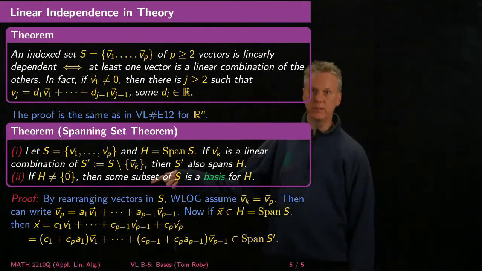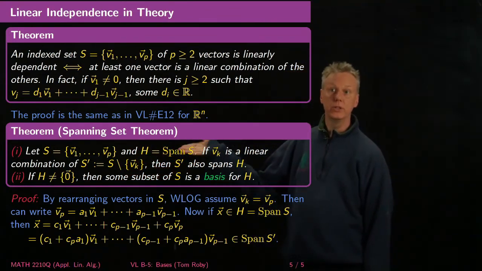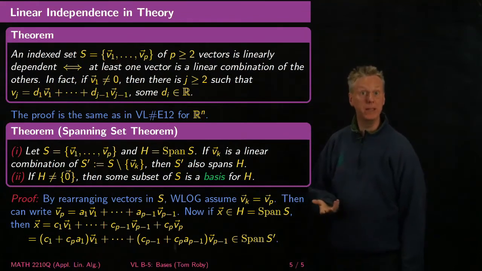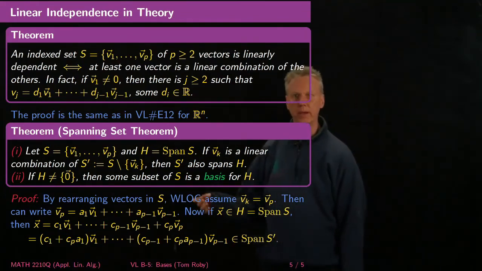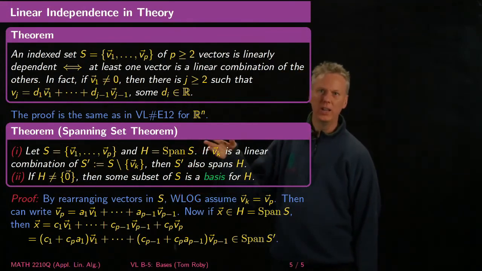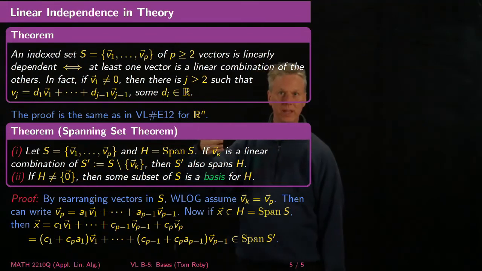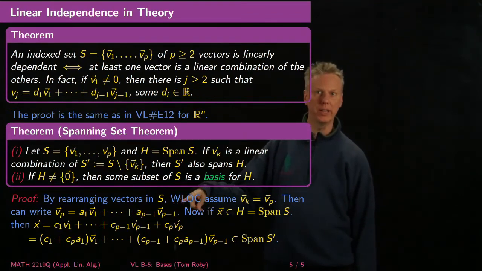And the consequence of that is that if I've got a non-zero subspace, and it's the span of S, then there's some subset of S that's actually a basis for that subspace. Okay, and so here's the argument. First of all, I said Vk is a linear combination, but I could always rearrange the order of these and make Vk be the last one, Vp. That's just a little easier for writing things down. So without loss of generality, that's what WLOG means.